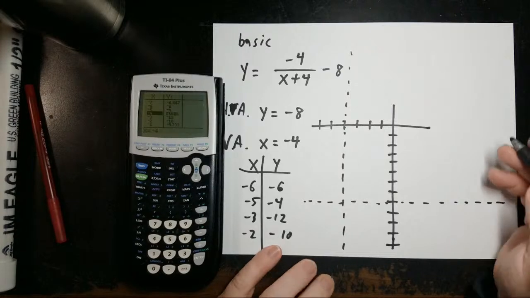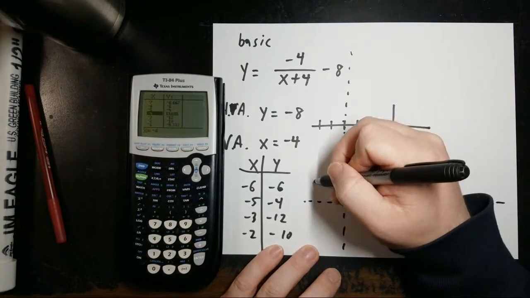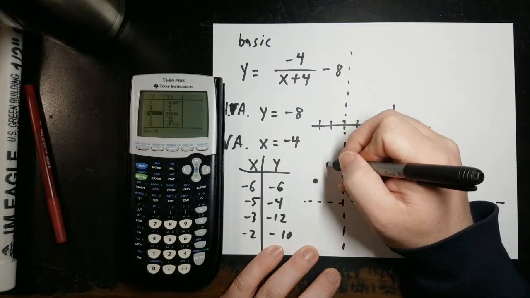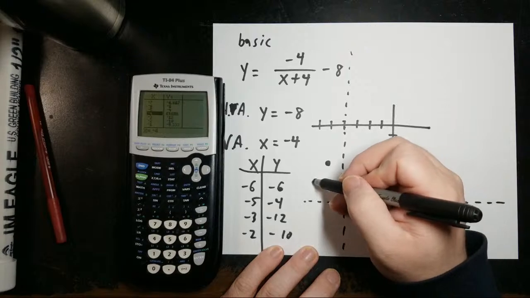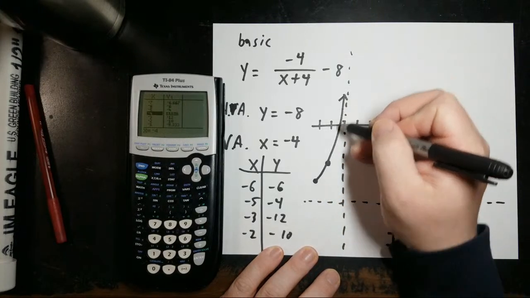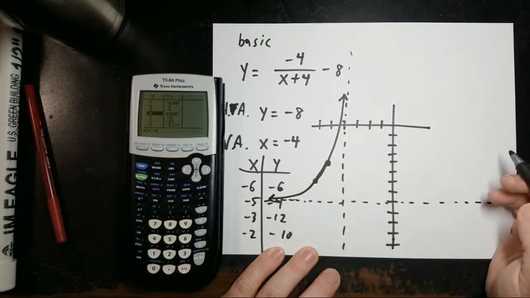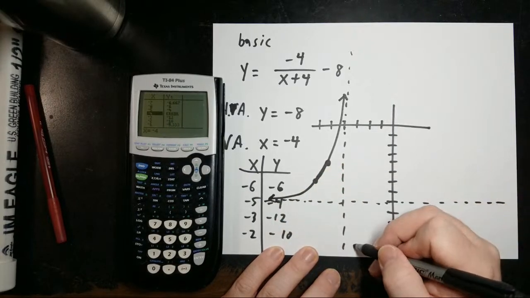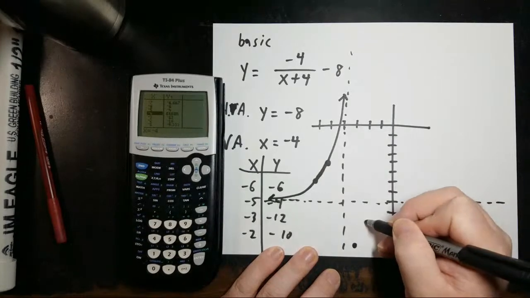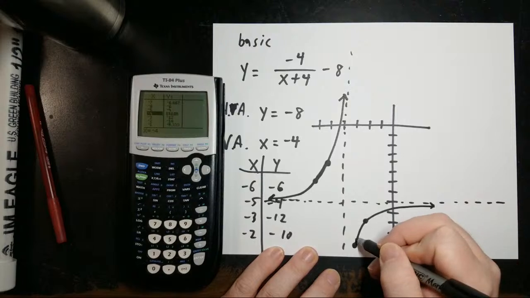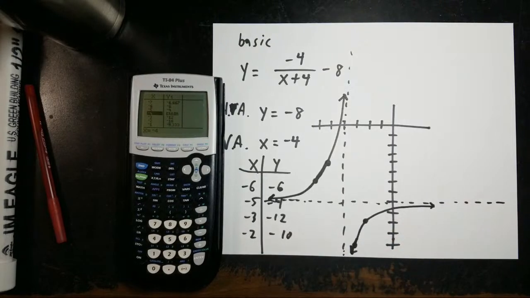Now I'm going to plot some points here. -6, -6. -5, -4. There we go. And you can see it's going to curve up and curve out with the horizontal. -3, -12. -2, -10. It's going to curve with the horizontal. It's going to curve with the vertical.